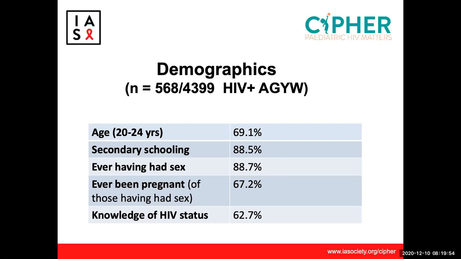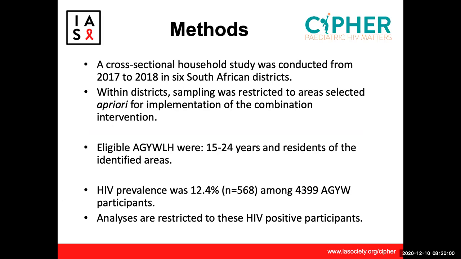Okay, I've mentioned this already, but just to reiterate, eligible participants were 15 to 24 years and residents of the areas where the intervention was taking place. And of course, for the analysis, we restricted it to the HIV positive participants. For the larger sample, HIV prevalence was 12%.